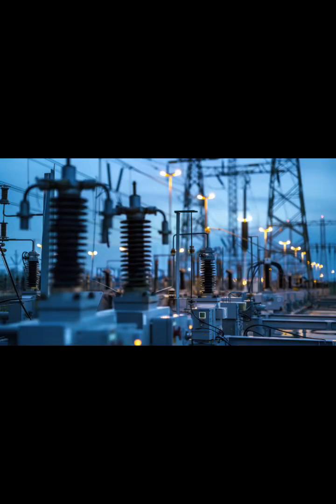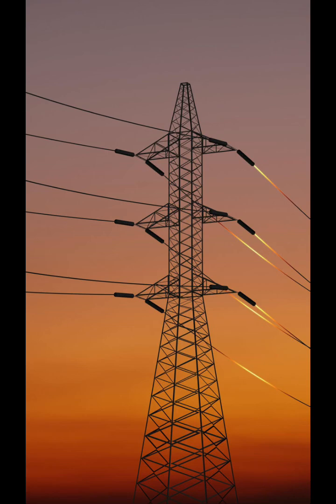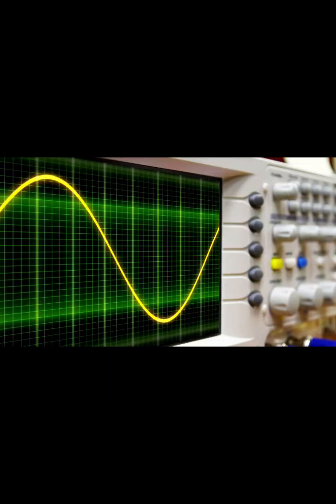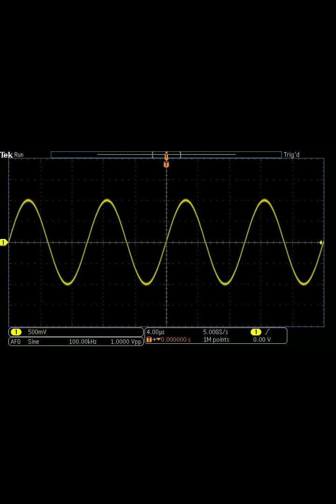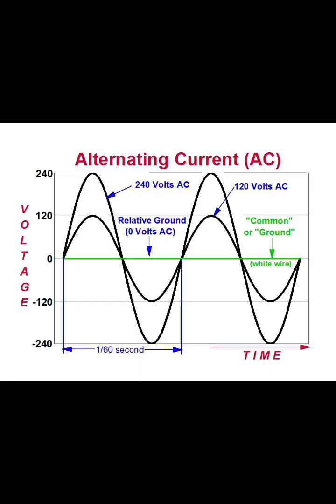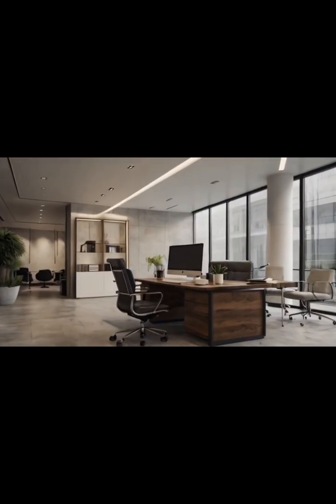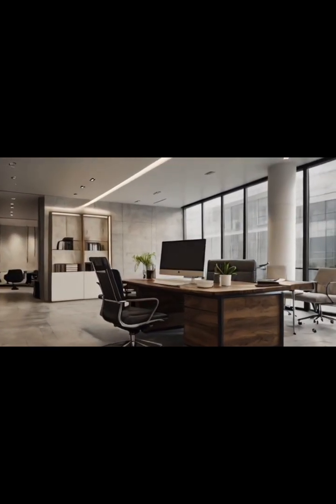AC stands for alternating current. This means that the direction of the electric current keeps changing back and forth continuously. In other words, the electricity doesn't flow in just one direction. It moves forward and backward very quickly. In most countries, this change happens about 50 to 60 times every second. This type of current is what powers homes, offices, and most large electrical systems.